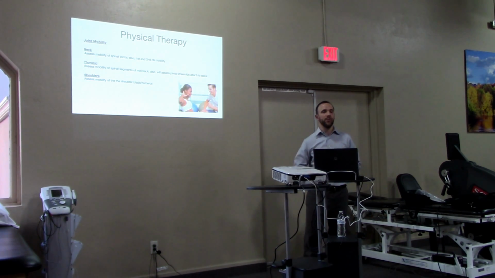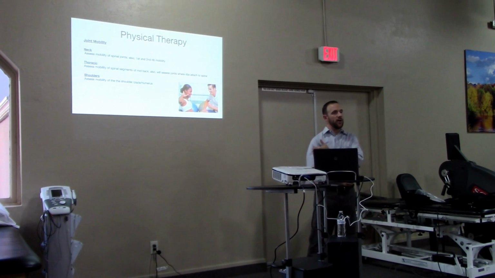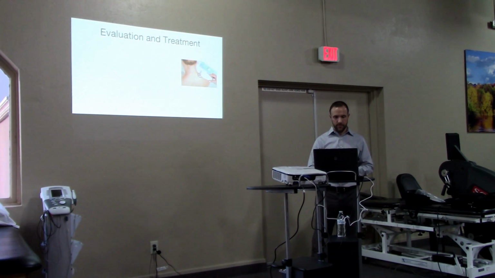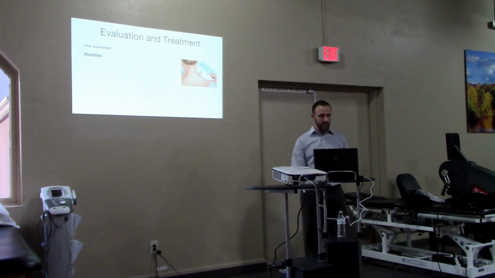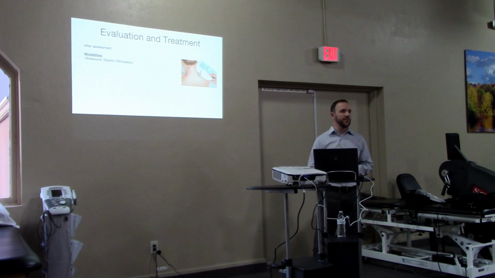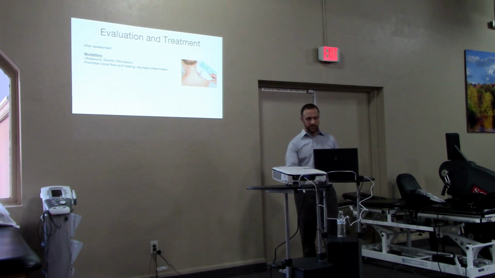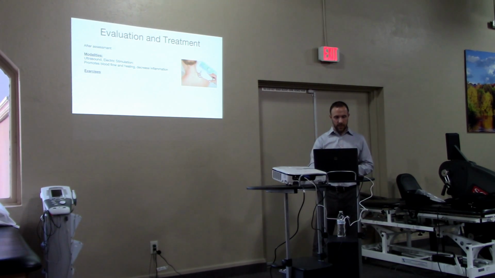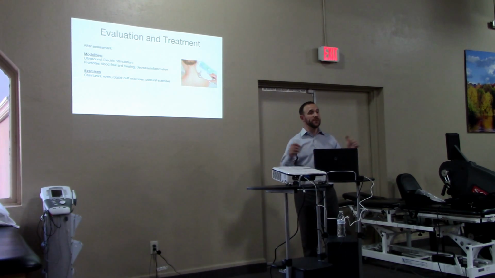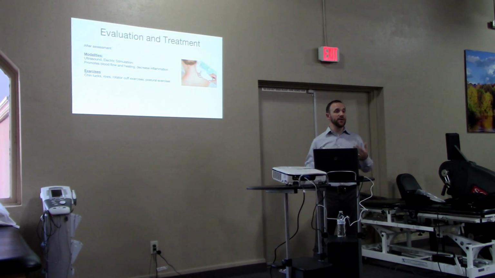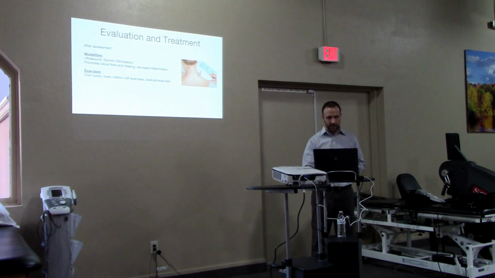Shoulders, so we look at the mobility of the shoulder blade and the humerus bone, the arm bone. As far as the evaluation and treatment, after the assessment, things we might utilize are modalities, such as ultrasound and electric stimulation. We use these to promote blood flow, promote healing, and decrease inflammation. Some of the exercises, we talked about the chin tucks, the rows, some of the rotator cuff muscle exercises and postural exercises. We'll talk about some of those in a second.